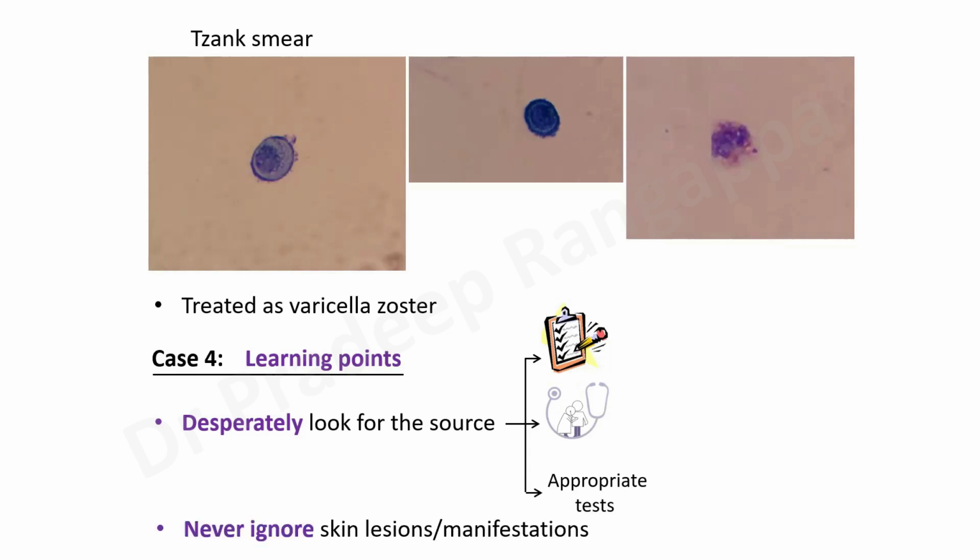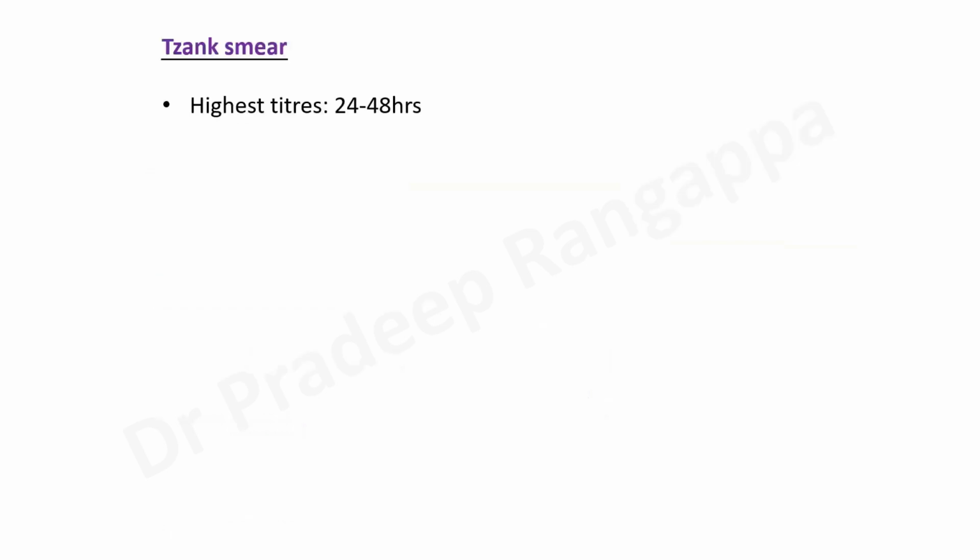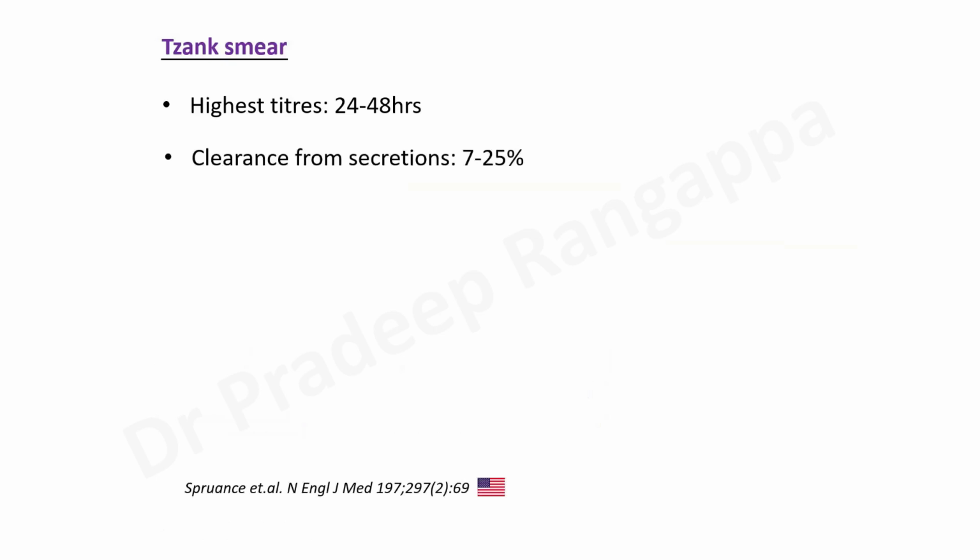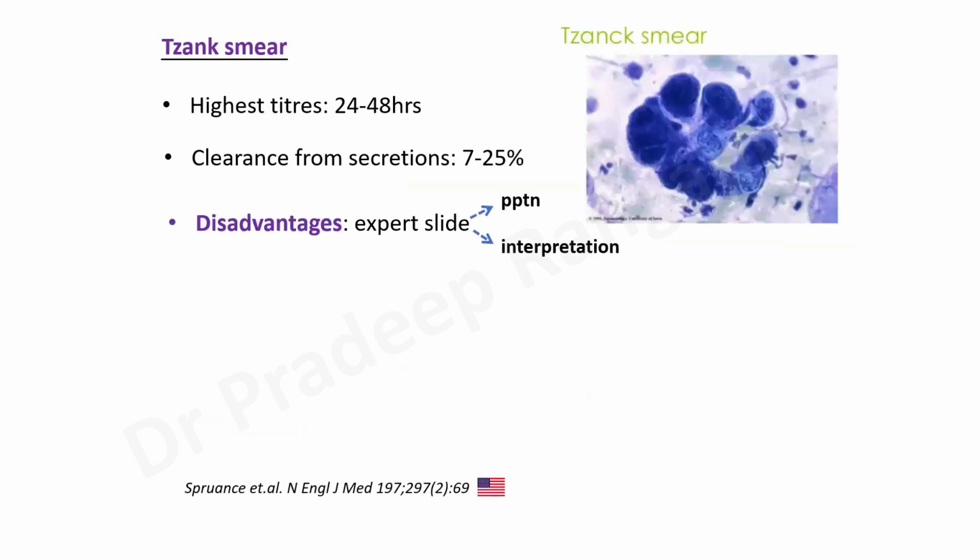Because you could have just said there is some sort of vesicle and ignored it. We did the Tzanck smear, proved it to be varicella and treated, and he did improve. He went home. So for the Tzanck smear, the highest titers are seen in 24 to 48 hours. And after that, it becomes negative because of clearance from secretions. The typical inclusion bodies are something like that you see. The disadvantage is that we had a pathologist who came to our ICU and did the smear.